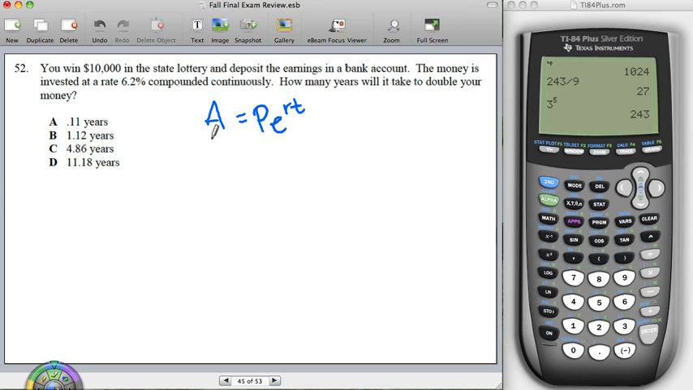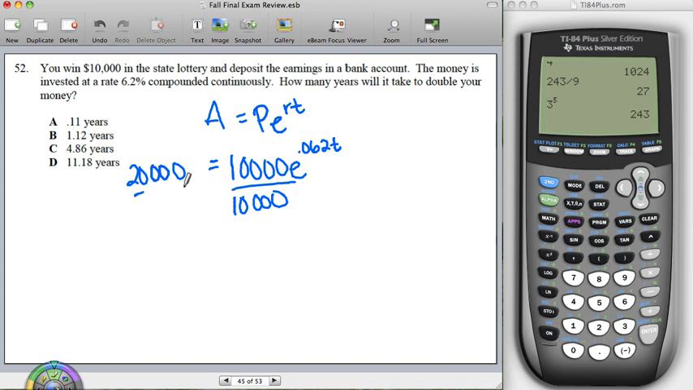So my principal is 10,000. E to the R, my rate is 6.2. Don't forget to change it to a decimal. And we want to know how many years it's going to take to double your money. So we're trying to see how long it takes to get to 20,000. Isolate your exponential. So I have 2 equals e to the 0.062t. I'm going to take the natural log of both sides.